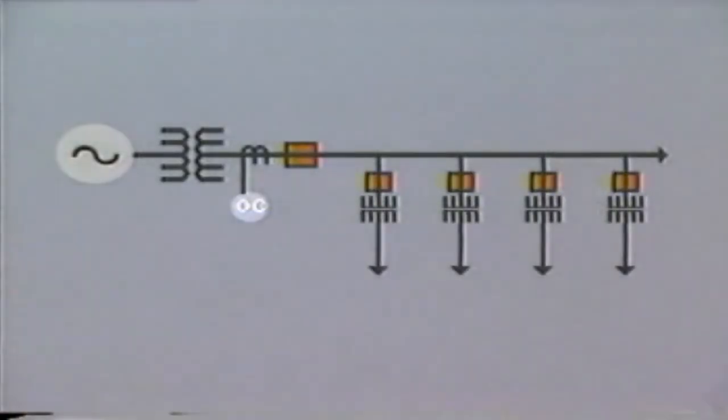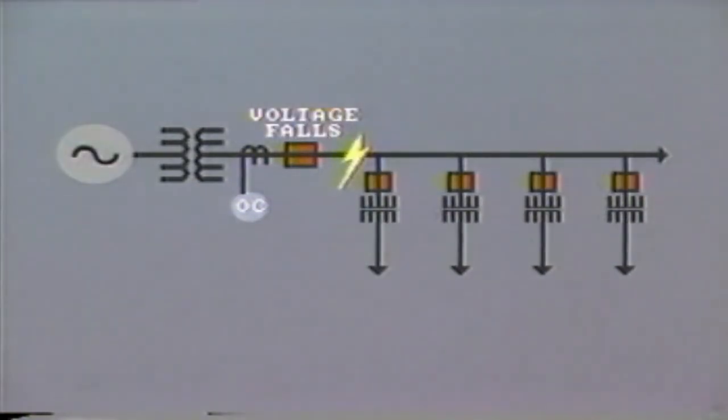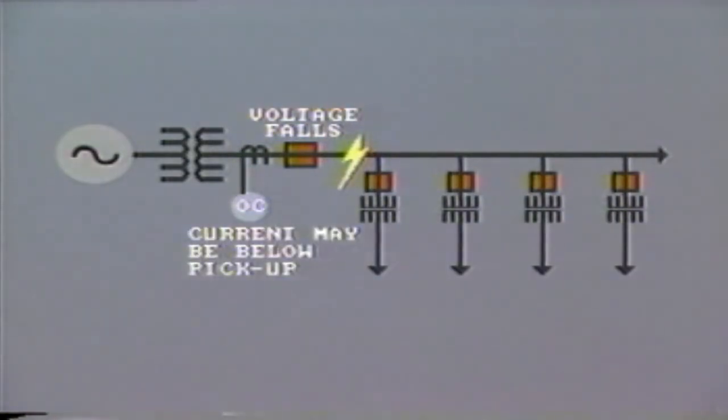But as we know, in case of a severe fault close to the power source, quite often the voltage falls to a very low level. As a result, the level of fault current may be below the pickup setting of the overcurrent relays.